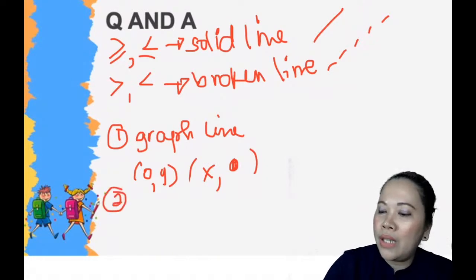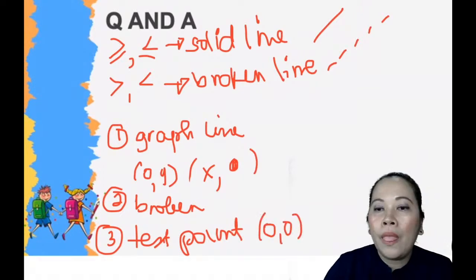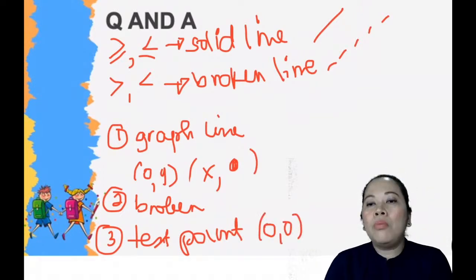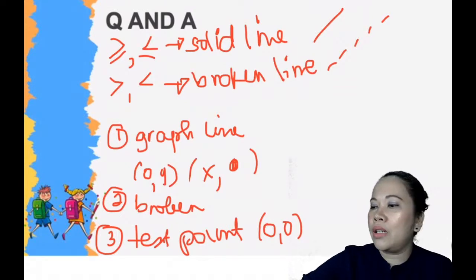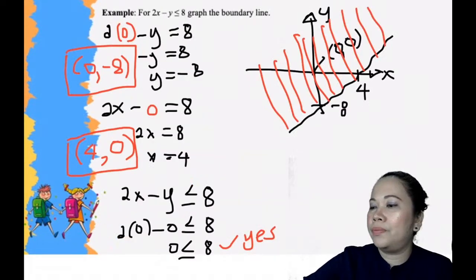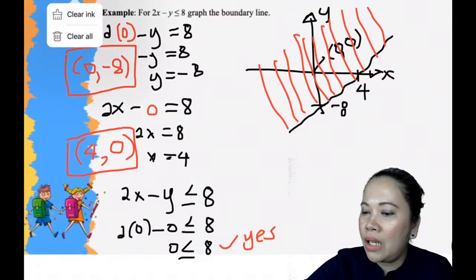Second is to identify whether the line is broken or solid. And then third is the test point. For the test point, you use 0, 0. Mathea, you shade it by using the test point. Okay, let me go back. I think this is -8 and 4. Let me just clear it out.